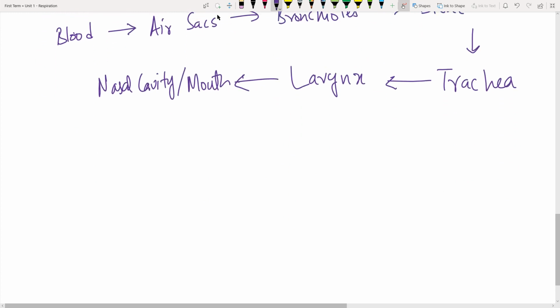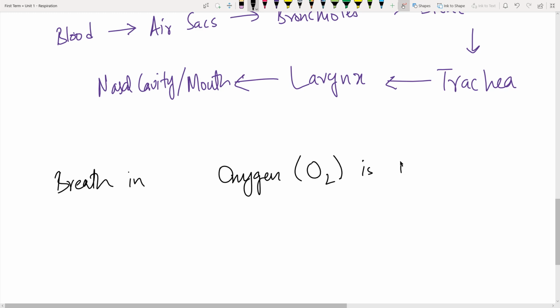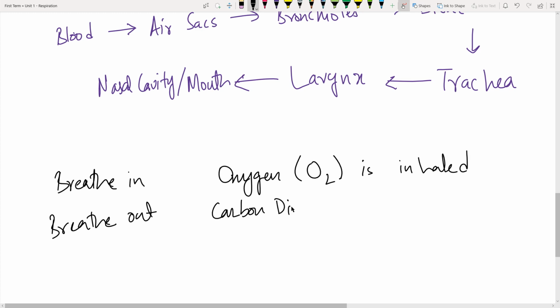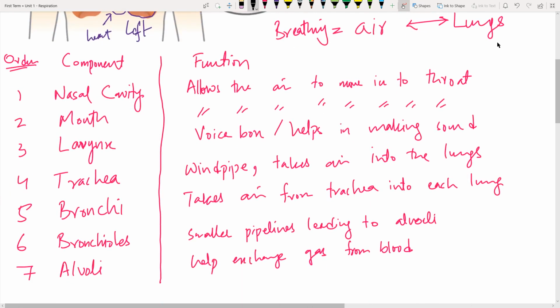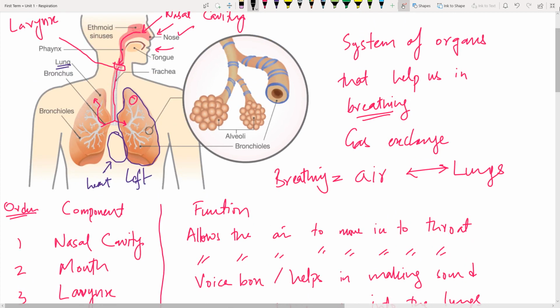Now, what are the gases involved? So when we talk about breathe in, oxygen, we call it O2, is inhaled. And for breathe out, again, this is carbon dioxide. I'm going to put it in the brackets. So this is CO2, is exhaled. So this is the basic idea of how the respiratory system works and how the gaseous exchange is taking place.